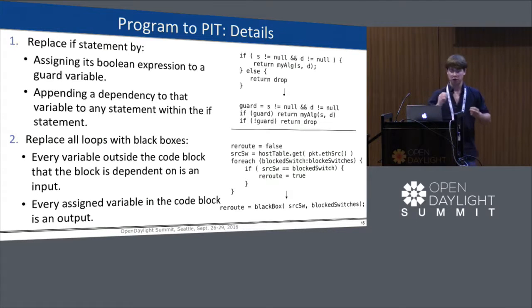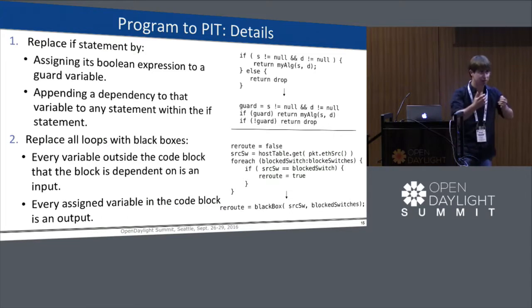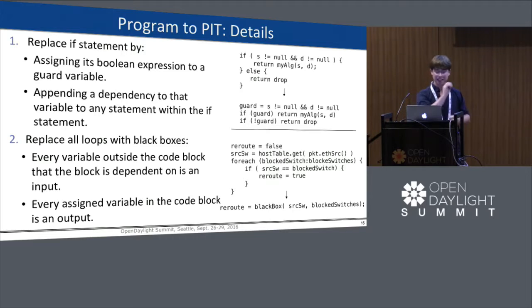The way we take the trace of this loop is that every variable outside the code block that the block is dependent on is an input to this code block, and every assigned variable inside the code block is an output. In the example on the second half of the screen, we have a loop which is dependent on source switch and the number and a set of block switches, and puts out root, a variable, as either true or false. This loop would be turned into a trace, an instruction, a black box, which takes in source switch and block switches, the two variables outside the loop it is dependent on, as inputs, and produces reroute, the only instruction that the loop modifies, as an output.